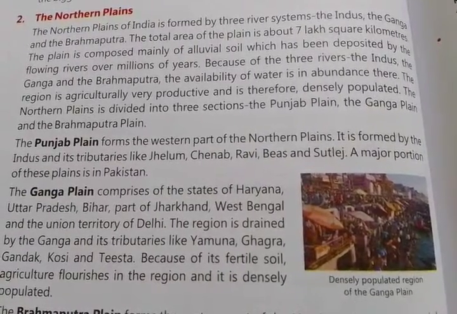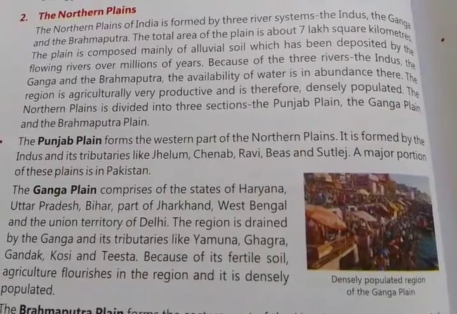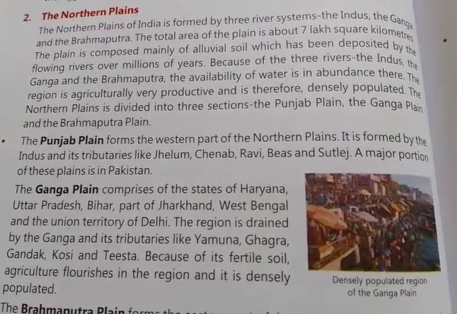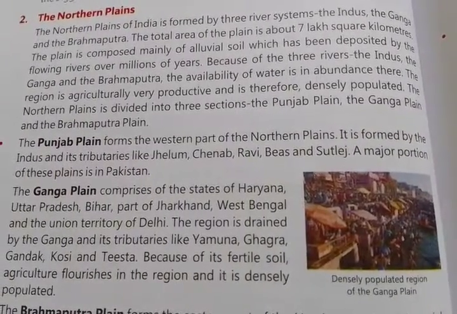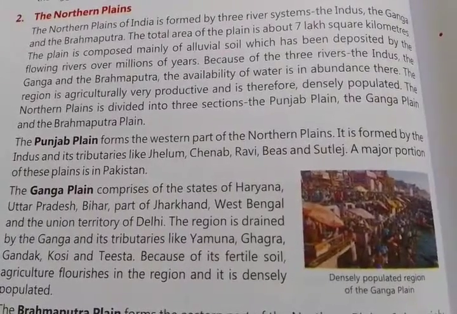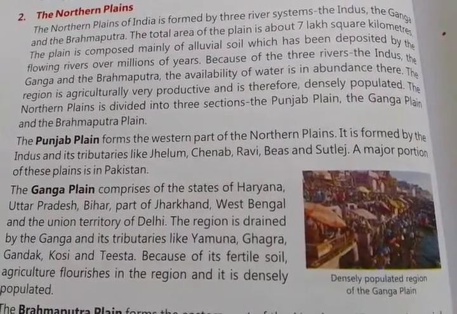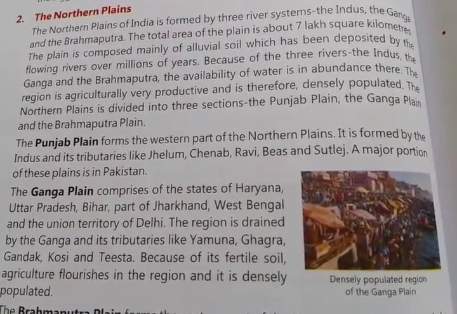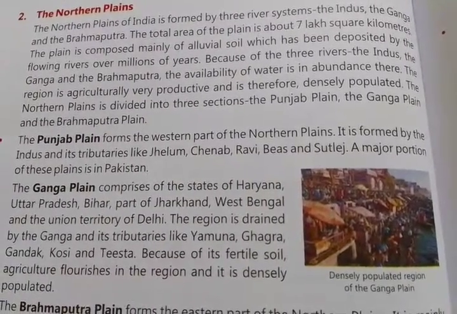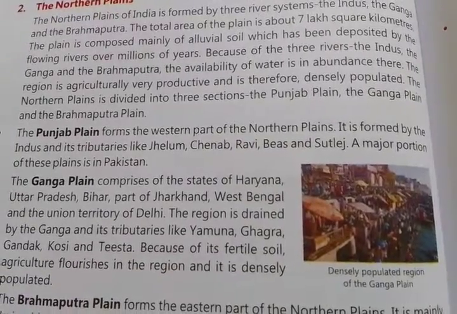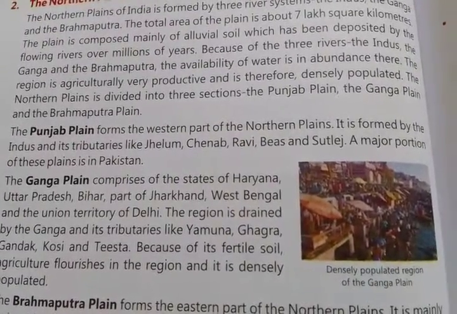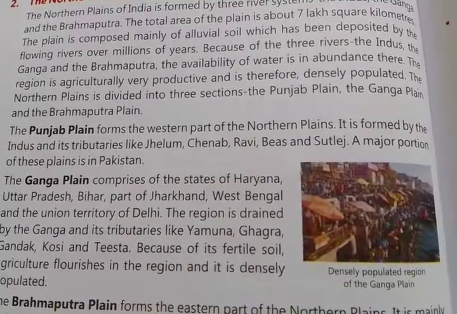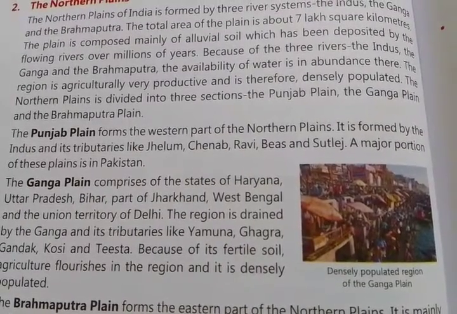Because of the three rivers, the Indus, the Ganga and the Brahmaputra, water is available in abundance there, and the region is agriculturally very productive. Why? Because the alluvial soil is very fertile. And as this region is agriculturally productive, it is densely populated.